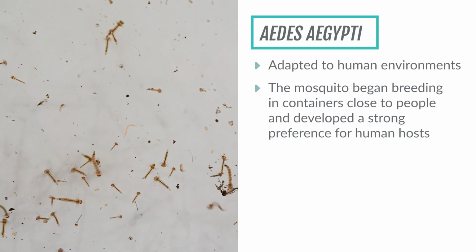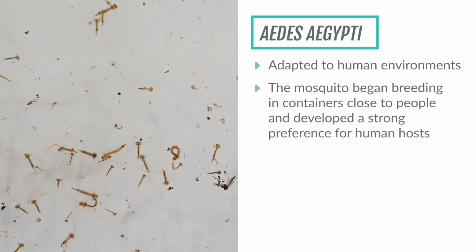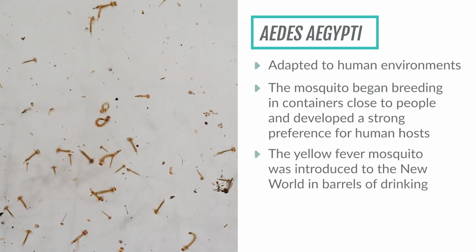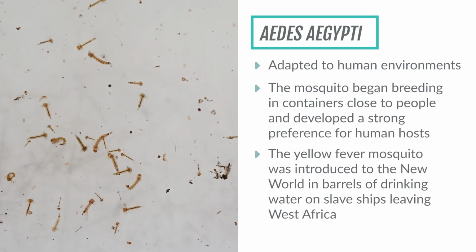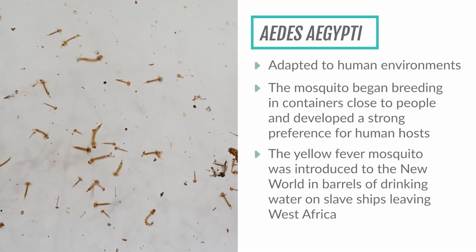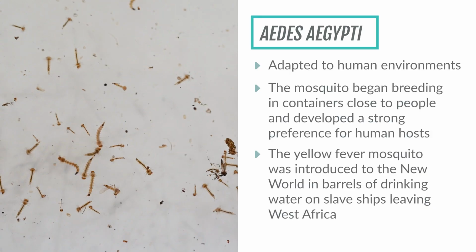This shift made it ideally suited for travel, and it was introduced into the New World on European slave ships leaving West Africa. These ships also carried barrels of drinking water that also contained immature yellow fever mosquitoes.